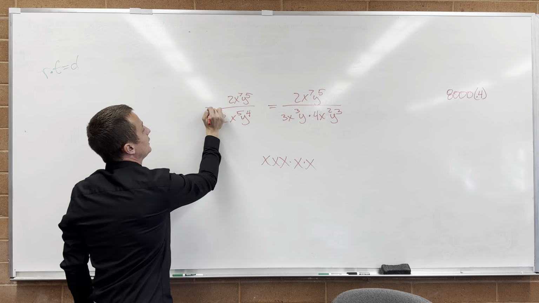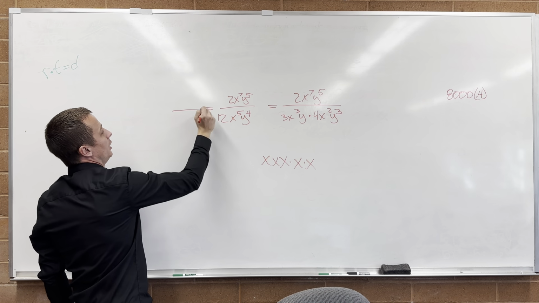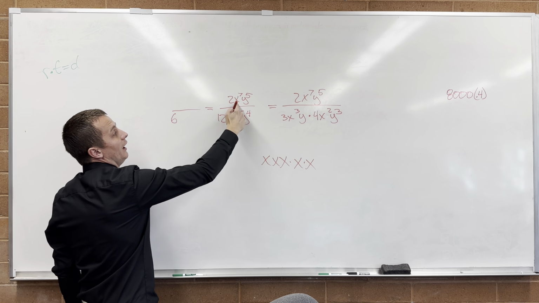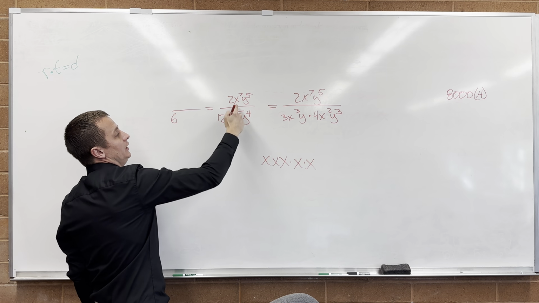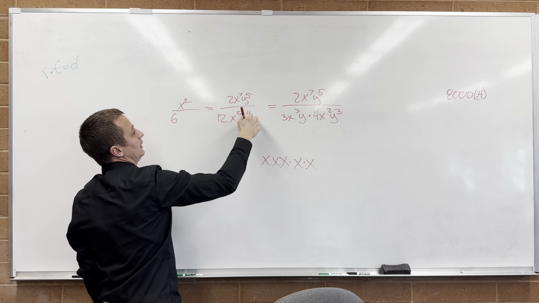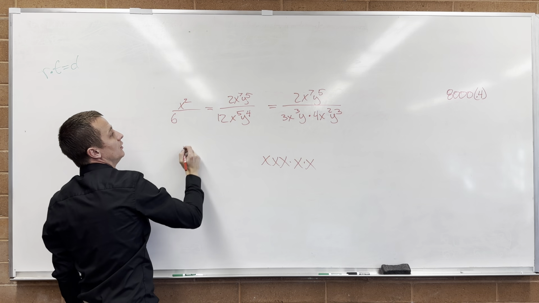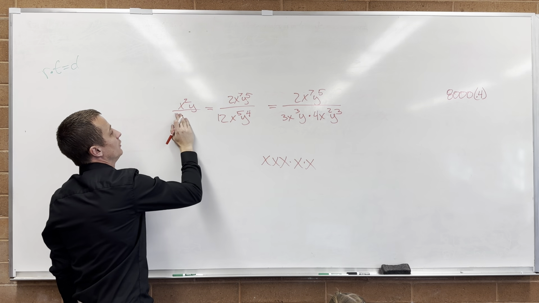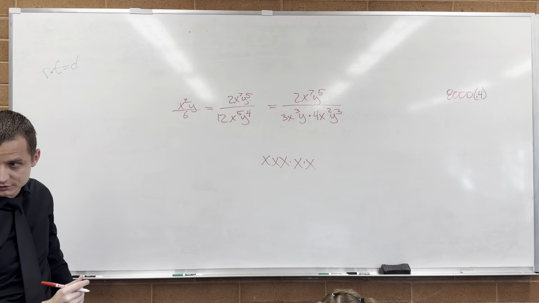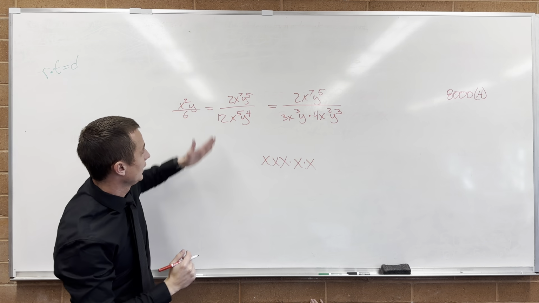Okay. Now we cancel out top and bottom. 2 cancels out with 12, leaving 6 on the bottom. x to the 7 and x to the 5 cancel out, leaving x squared on the top. y to the 5 and y to the 4 cancel out, leaving just y on the top. So it's x squared y over 6 is our answer. So simplify top, bottom, and then cancel out what you can.